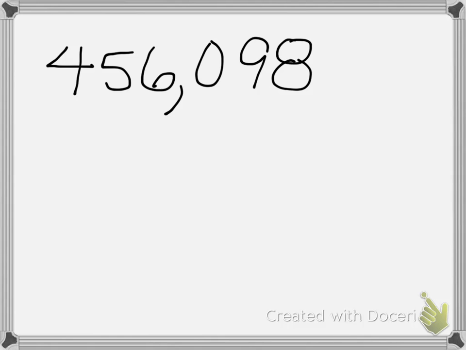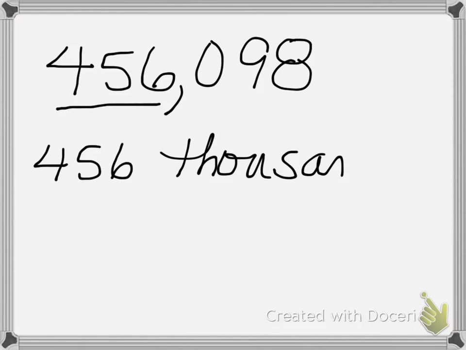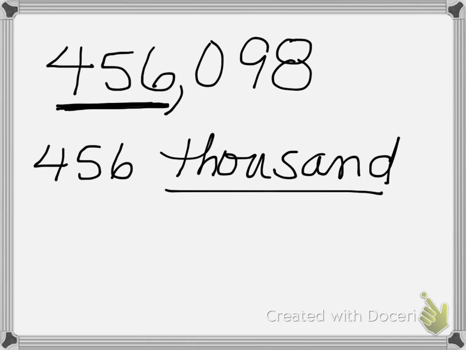For instance, look at 3A. We have the number 456,098, and you're supposed to read these numbers aloud. So the main thing to remember is everything before the comma is read as a normal number, and those are thousands. So this is 456,000. You just read the number 456 like you normally would, and then you say thousand. This is how many thousands you have. So 456,000, and then the rest of the number is just 98.